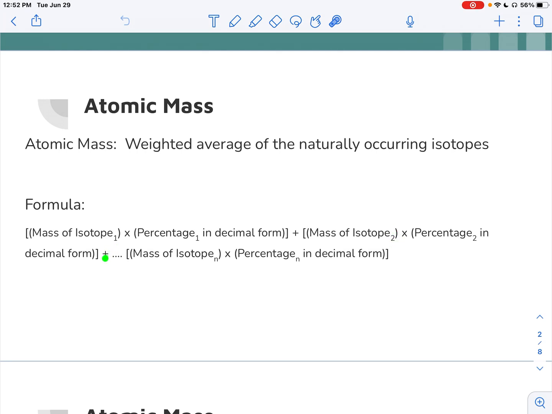So if you've never seen a formula like this, it's a pretty common way of writing formulas where you see dot, dot, dot, and then it ends with N, mass of isotope N. Okay, all that means is N would be however many isotopes you have. So if you have 4, you would go up to isotope 4. If you have 2, then you go up to isotope 2. So this formula is just, the N just means that we can use it for any problem that we see.